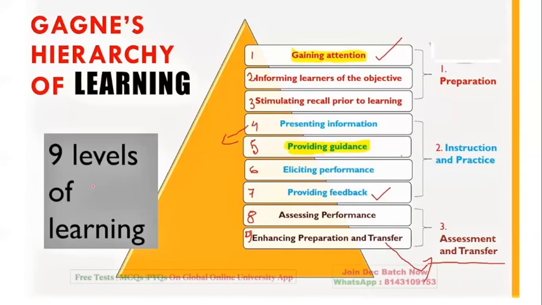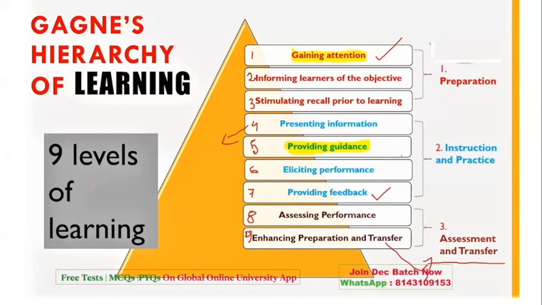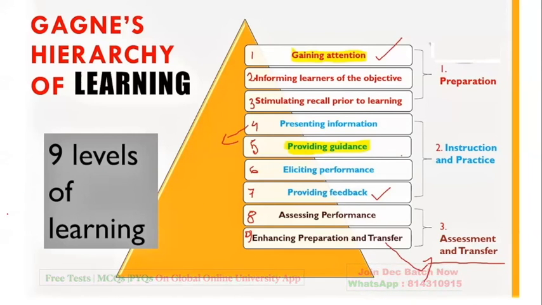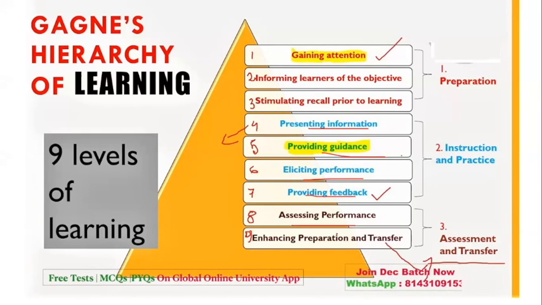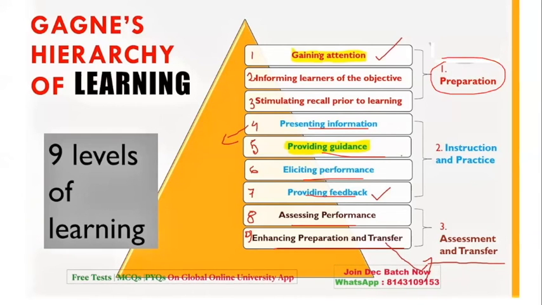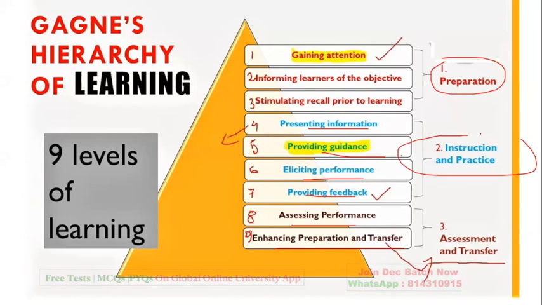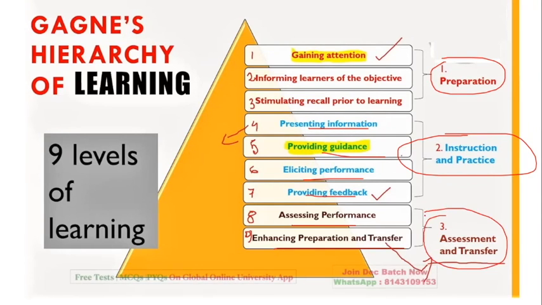Next, there is one concept of Gagne's levels of learning. There are 9 levels. It starts with gaining attention, informing the learners, stimulating the recall of prior learning, presenting information, providing guidance, eliciting the performance, providing feedback, assessing the performance, and enhancing retention and transfer. So the first stage is preparation, wherein you have these 3 activities. Next is instruction, where you have the next 3 activities, and then the last 2 come under assessment and transfer.